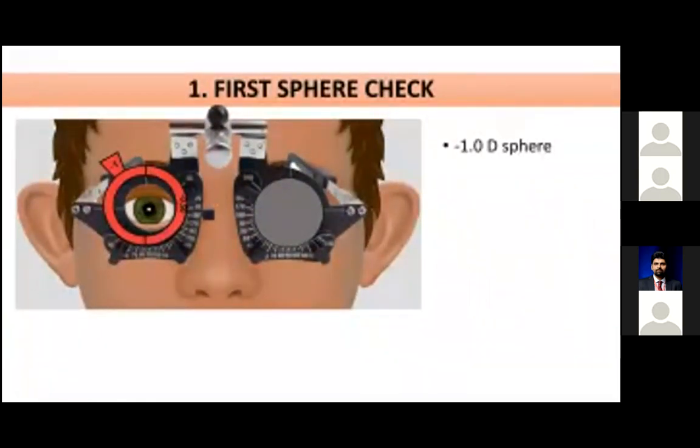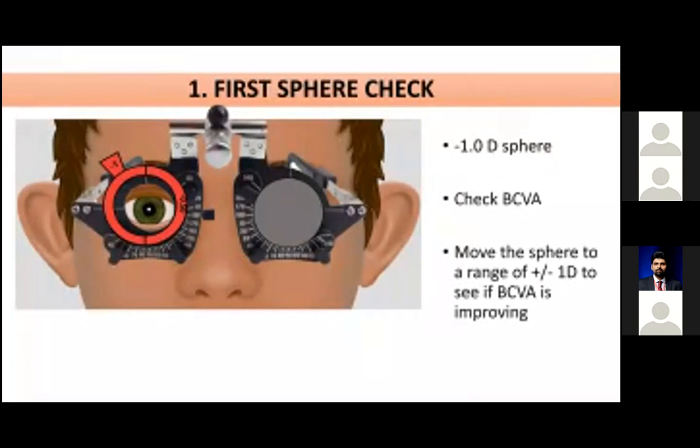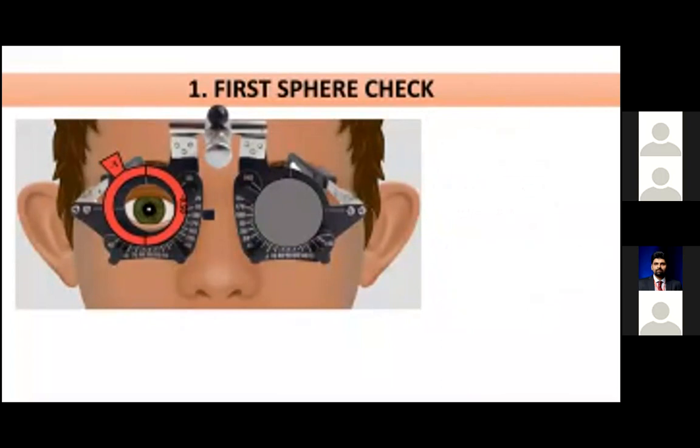So the first sphere check, we know that the sphere put here is -1 diopter. How do we go about checking it? Very simple. We just check what is the best corrected visual acuity with this prescription, and then we move the sphere in a range of ±1 diopter and see if the visual acuity improves in a particular direction. So in this case, for example, let's say the visual acuity is 6/12 in the right eye with this prescription.